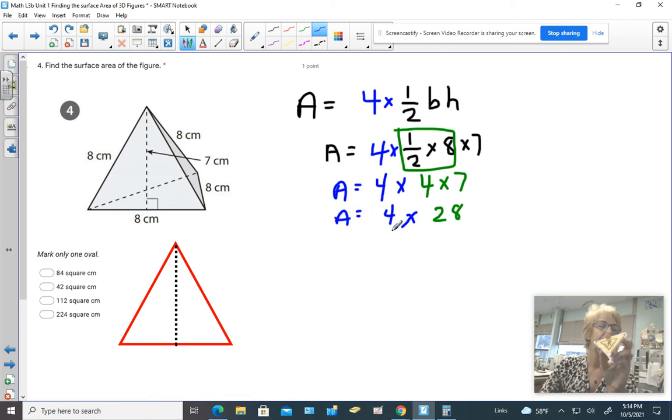And then the only thing left you have to do is to finish up by multiplying those two numbers together and knowing that we're talking about square centimeters. So which product over here is going to be the product of these two factors of 4 and 28? That's the only thing left you have to do. All right, good luck finishing that up.